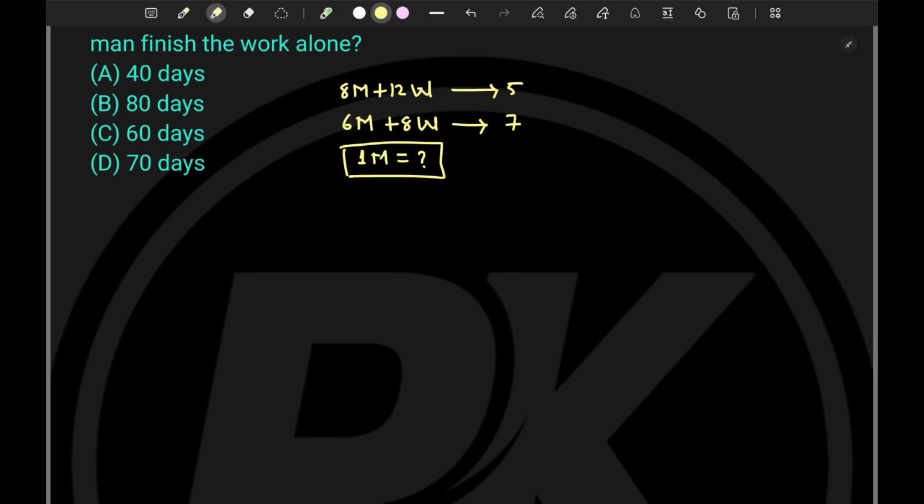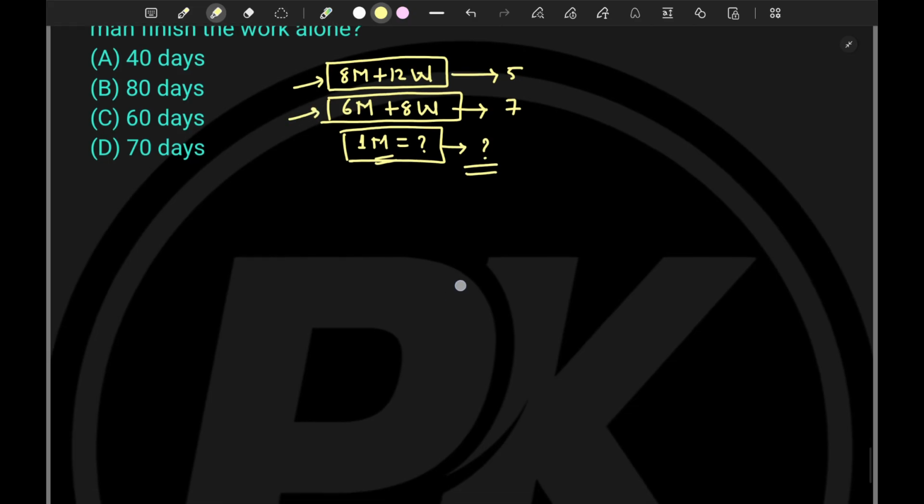Now here we need to express this equation either in terms of men or in terms of women. Here what is asked is, we have to find out a man can do the same work in how many days. That means we have to express these two equations in terms of man, right?